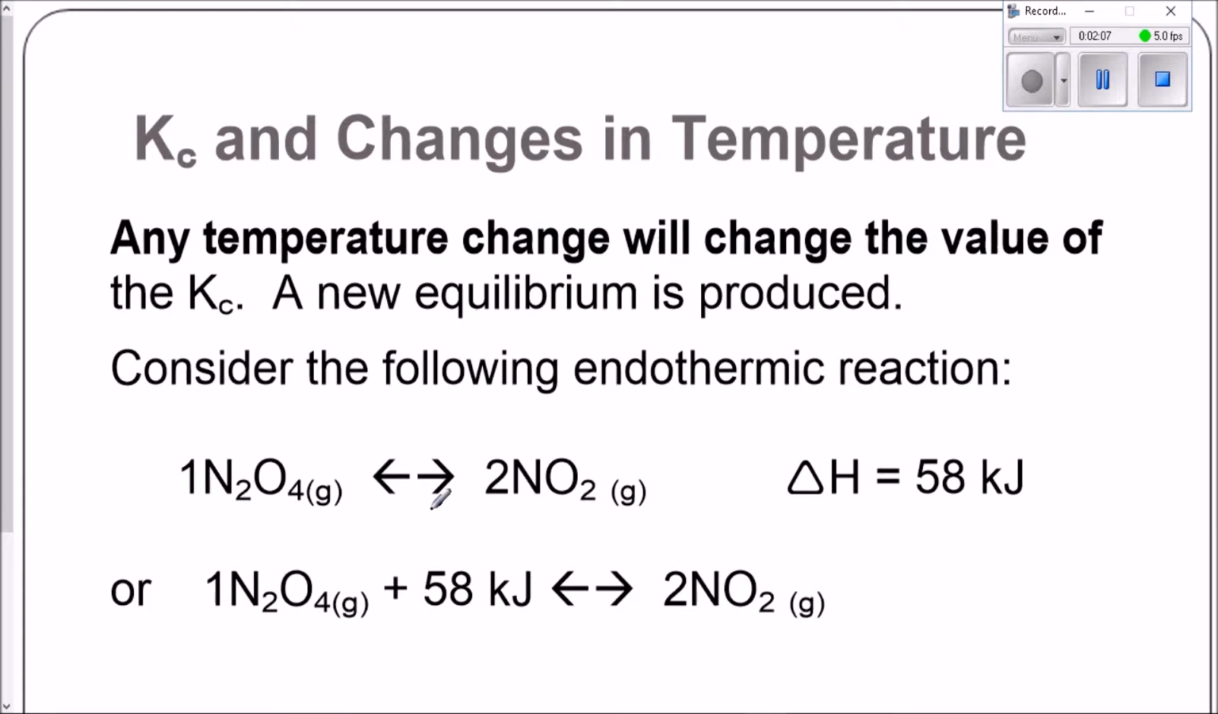So what happens to the K value when we change the temperature? Well, when you change the temperature, you get a new equilibrium. And that also means that the K value will change as well. Now, depending on the enthalpy change, if it's endothermic or exothermic, if we change the temperature, that is going to impact K. We'll talk about this a bit more in class, but just remember that when you change temperature, K changes.